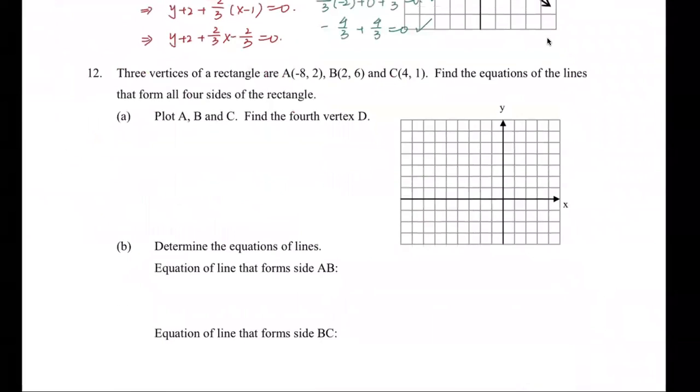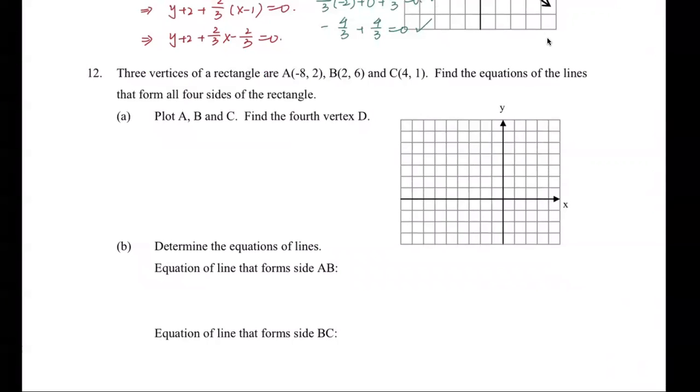Last question. 3 vertices of the rectangle are 8, 2, 2, 6, and 4, 1. Find the equations of the lines that form all 4 sides of the rectangle. 3 vertices, find the equation of the lines that form, oh, okay. So plot A, B, C, find the 4th vertex D.